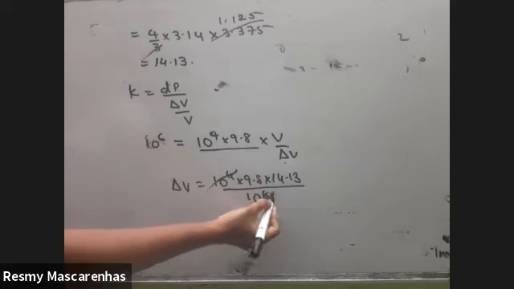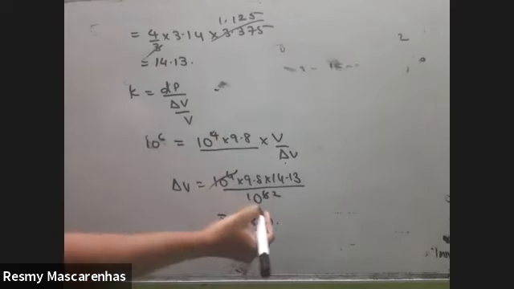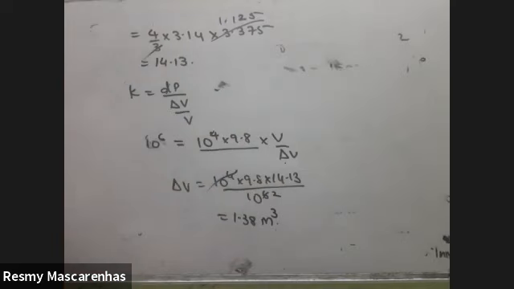So out of this 4, 2 will go. 9.8 into 14.13 divided by 100. The unit is meter cube, because volume will be cube.